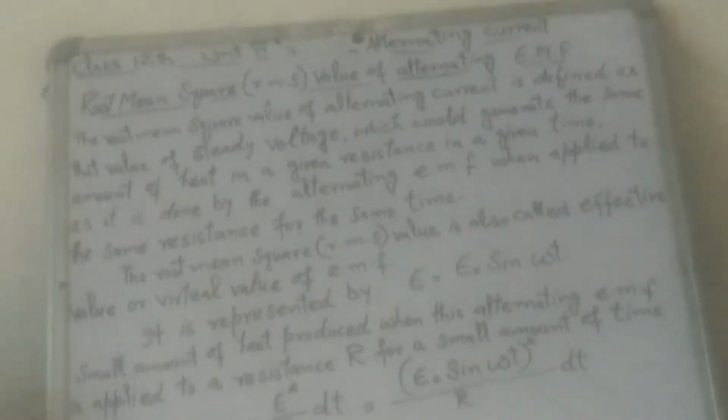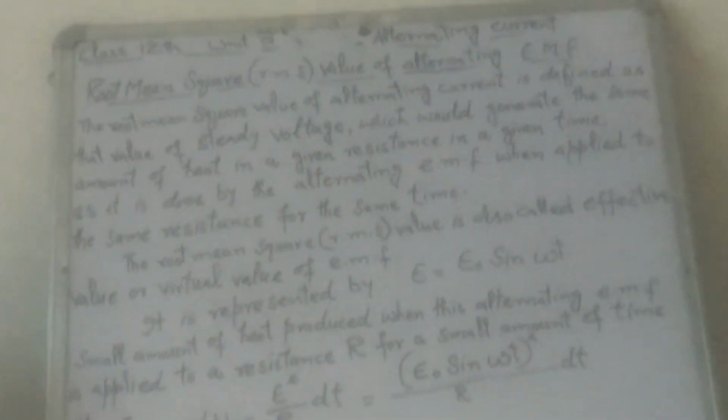In the previous class, we studied the root mean square value of alternating current, which we recall as that value of steady current which would generate the same amount of heat in a given resistance in a given time, as is done by the alternating current when passed through the same resistance for the same time. Today it is the root mean square value of alternating EMF.